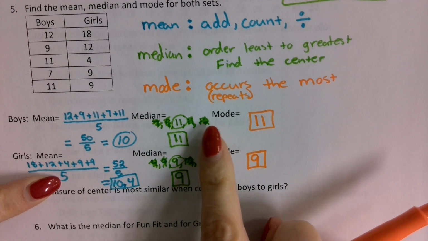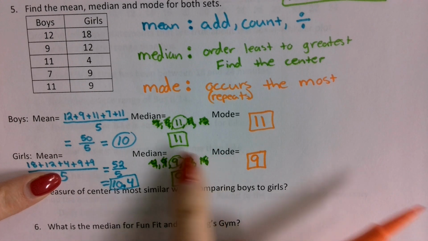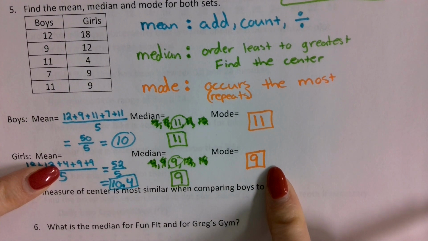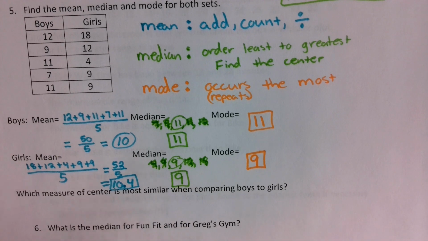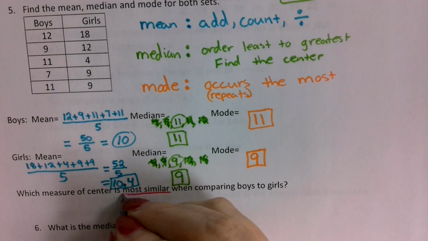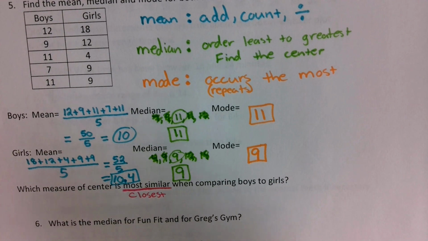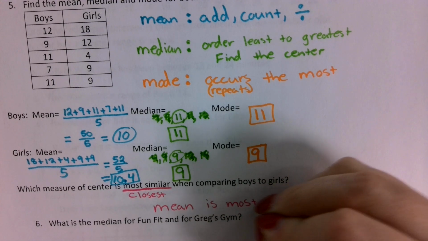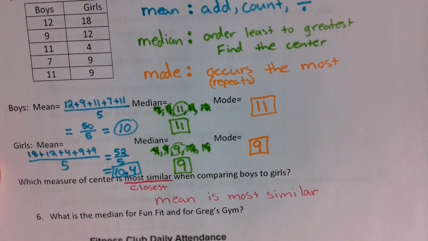Are those close? Yeah. Okay, what about the medians? 11 and 9. Are those closer to each other than the means were? No. What about the mode, 11 and 9? No. So the ones that are closest when comparing the most similar means closest together. Okay, most similar means which ones are closest when you compare. That's going to be the mean. Mean is the most similar because you've got a 10 and a 10.4. They're only 0.4 off from each other.